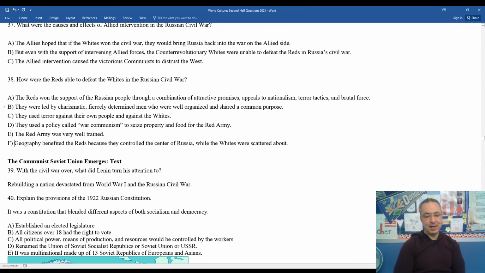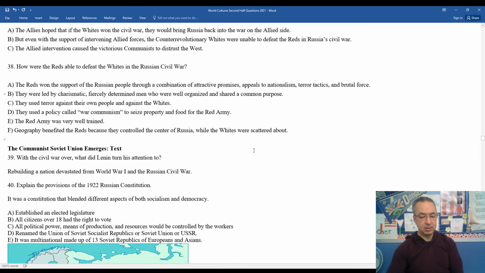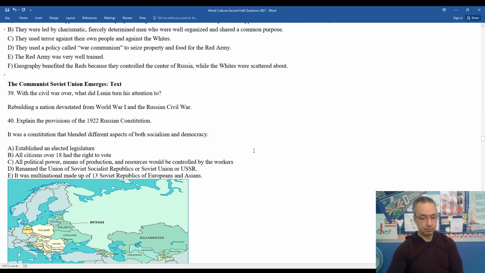The Constitution was a blended constitution of principles of socialism and democracy. It did establish an elected legislature. All citizens over the age of 18 had the right to vote. All political power and means of production and resources would be controlled by the workers. It renamed the country the Union of Soviet Socialist Republics, also known as the Soviet Union or USSR. And it was a multinational empire initially made up of 13 Soviet republics.